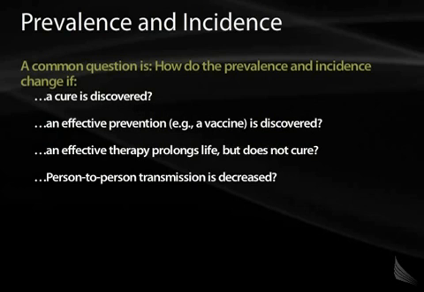Finally, if person-to-person transmission is decreased, this is effectively the same thing as decreasing the frequency of new cases, and by doing so, this would decrease the incidence, and any intervention that would decrease the incidence by decreasing the number of cases would also decrease the prevalence.